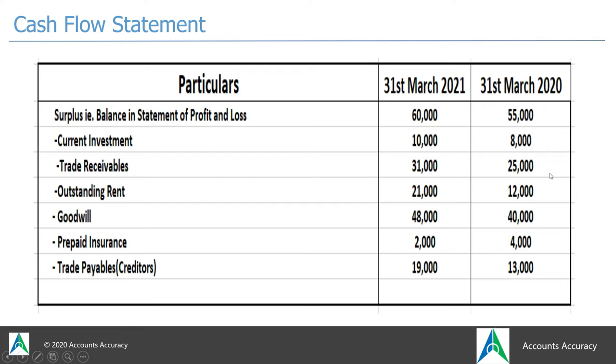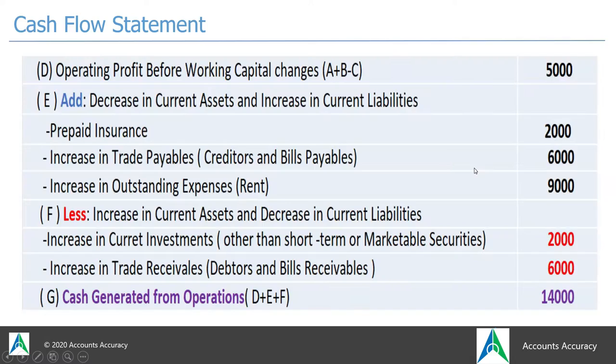Then we have trade receivables. Trade receivables is also increasing by 6,000. It is 31,000 in current year, but in previous year it is 25,000. You need to deduct 25,000 from 31,000. You will get the difference 6,000, which needs to be deducted. That is, increase in trade receivables needs to be deducted because there is increase in current asset.